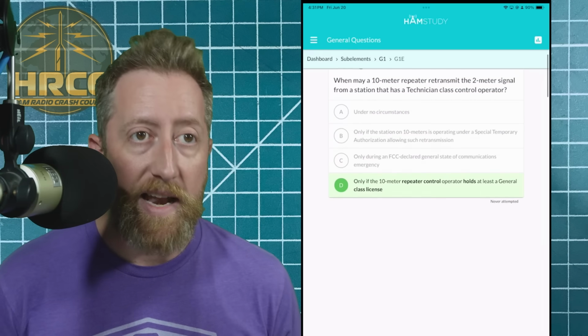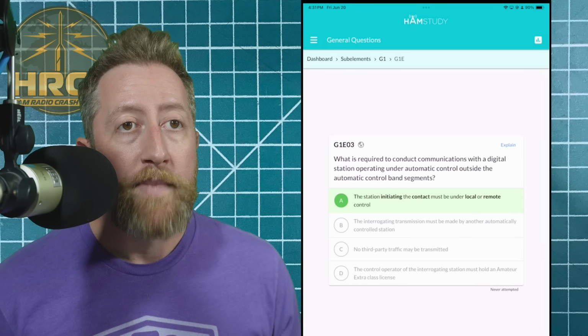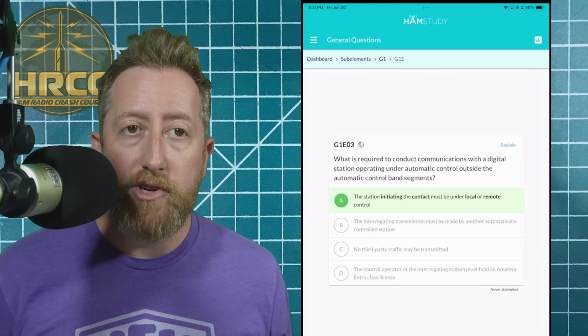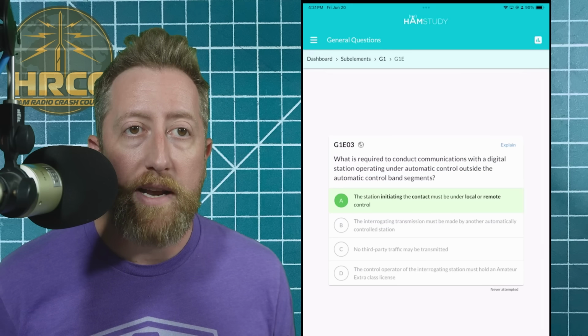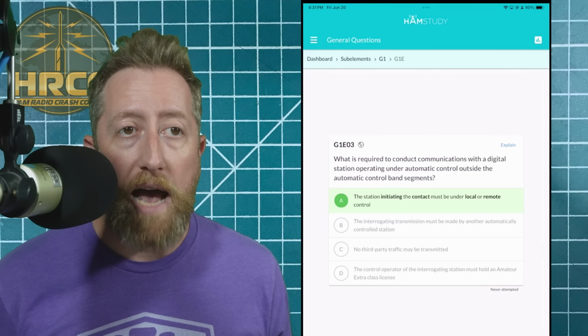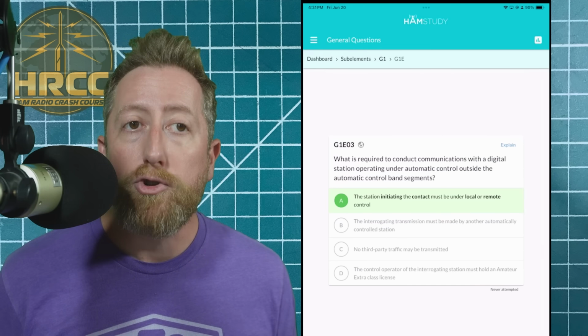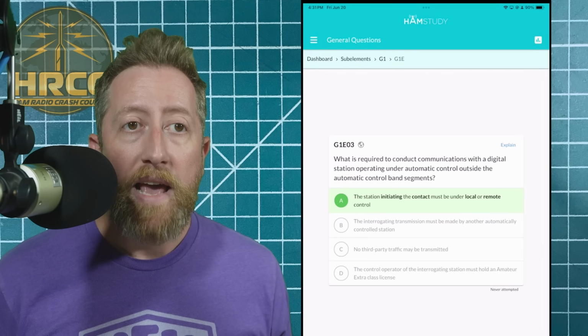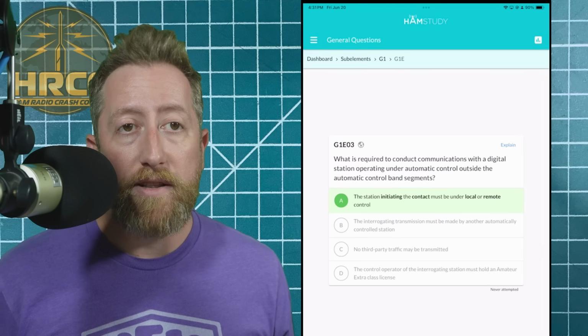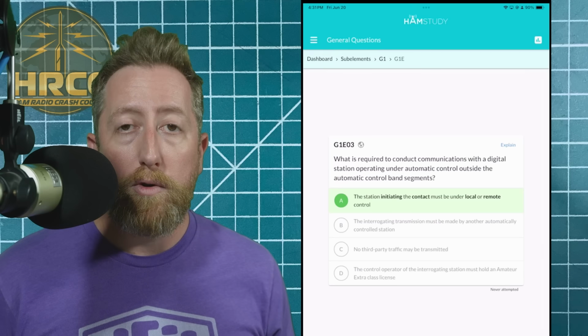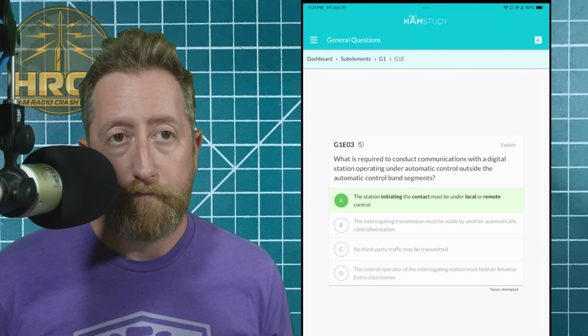That's the big one that I see there. Question 3. What is required to conduct communications with a digital station operating under automatic control outside the automatic control band segments? A. The station initiating the control must be under local or remote control.